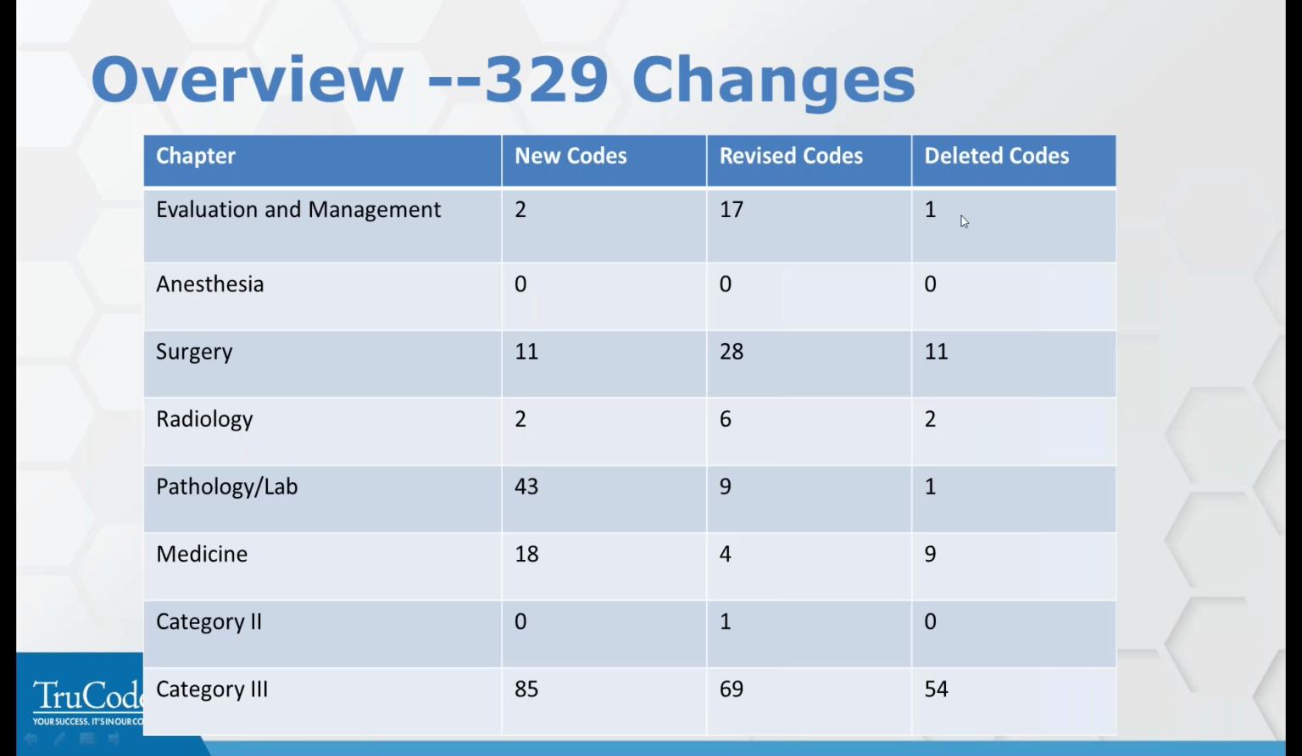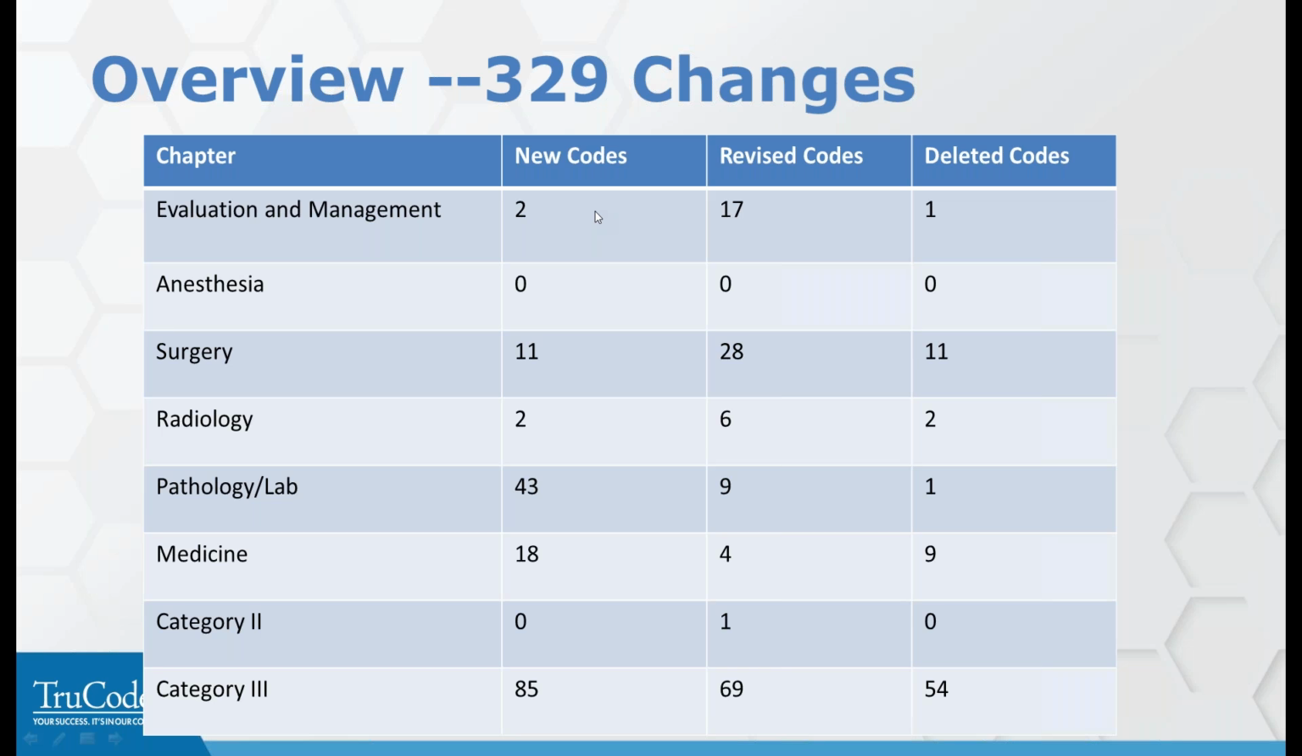So here is an overview of the changes for this year. We have approximately 329 changes. Again, not as much as we see some years, but still in every different area. Now, this does not take into account all of the different guidelines that changed this year. That's really a big part of these changes.